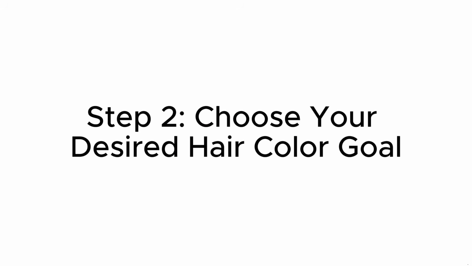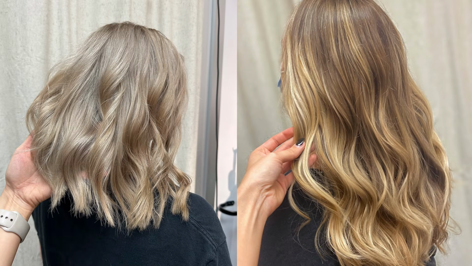Step 2, choose your desired hair color goal. If you can, narrow it to a few goal pictures that you're shooting for. If you have some flexibility in the outcome, this could make the process a little bit easier for you. For example, if you're okay with being a little bit darker or even a little bit warmer, you may be able to get away with using a permanent dye or a high lift dye instead of bleach.